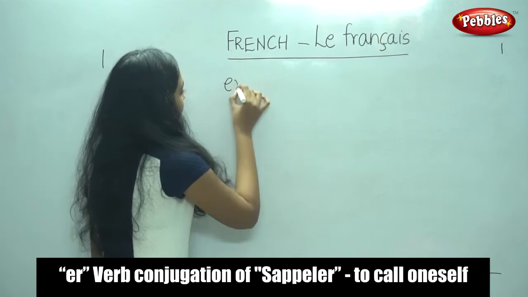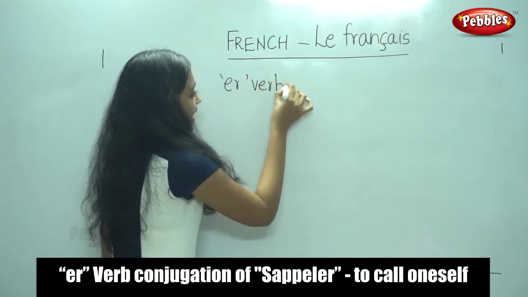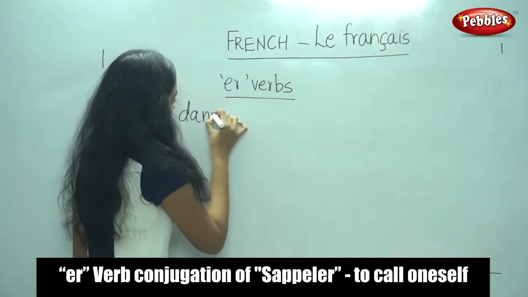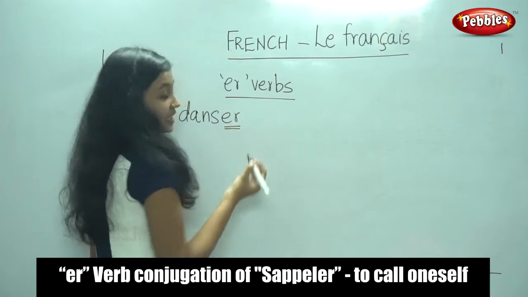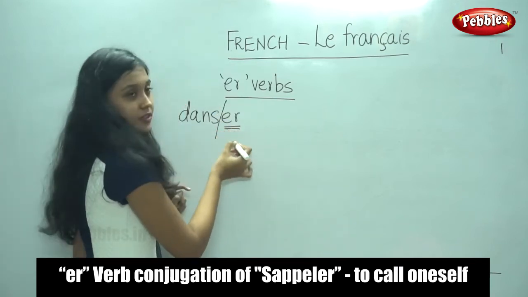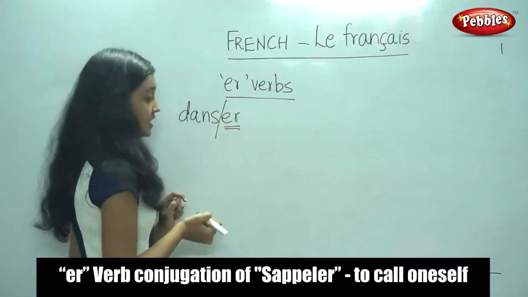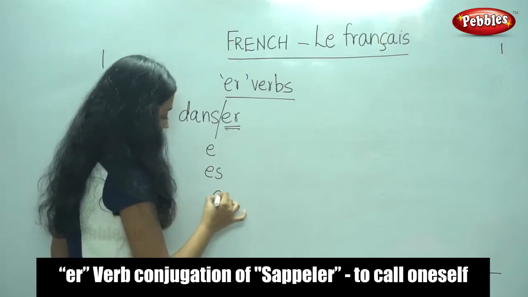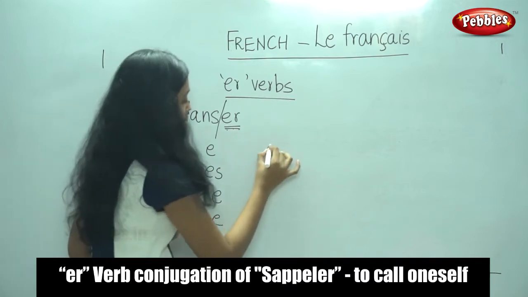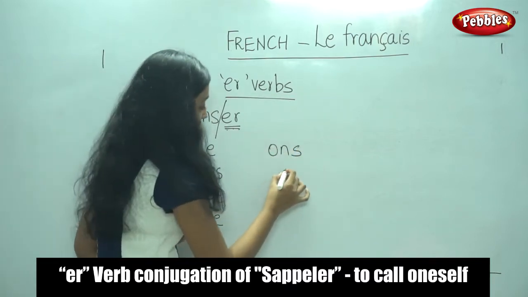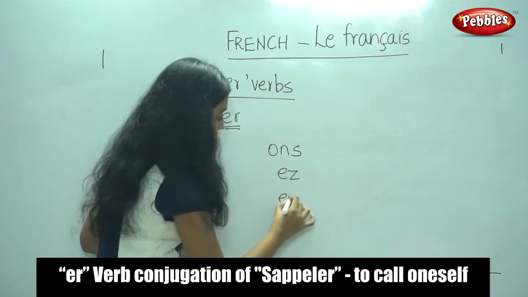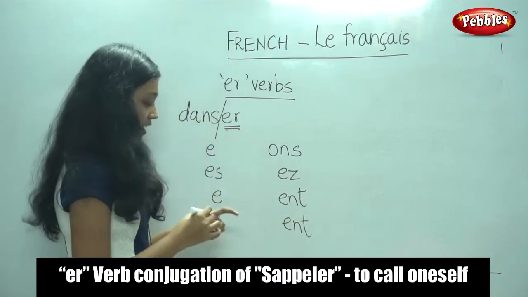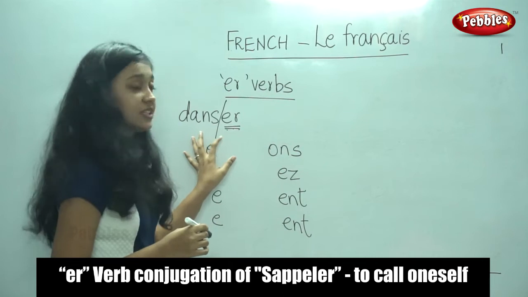So, for the ER verbs, that is the verbs ending in ER, like for example, the verb donner. The verbs ending with ER, we would remove E and R and replace it with E, ES, E, E, ONS, EZ, ENT, ENT. I hope you remember this.